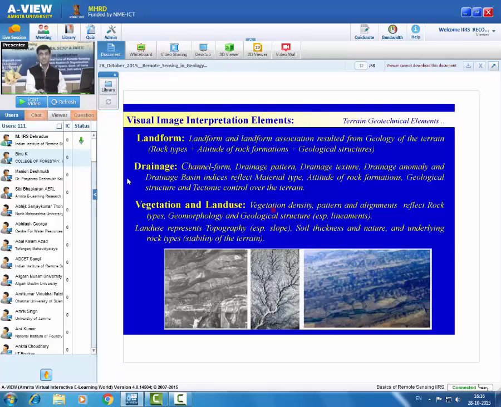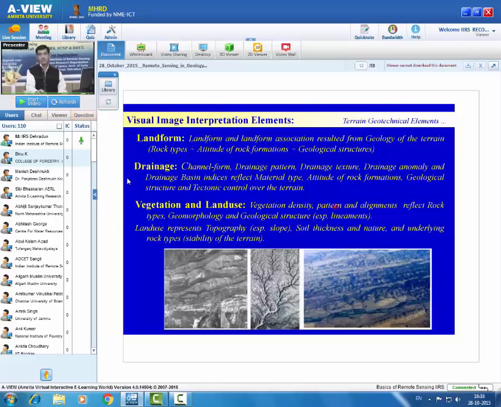For example, vegetation density, vegetation cover. Where the vegetation density is high, that means the underlying material favors the growth of vegetation. Whereas in the nearby area, if the vegetation density is very low or there is no vegetation, that means the material is not favoring it. That means there may not be any soil at all.